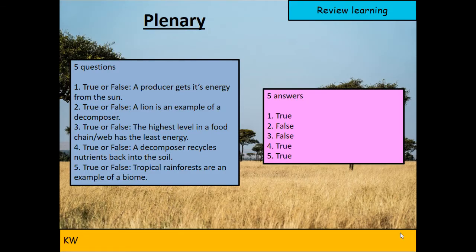4, a decomposer recycles nutrients back into the soil. That is true. Tropical rainforests are an example of a biome. That is also true.